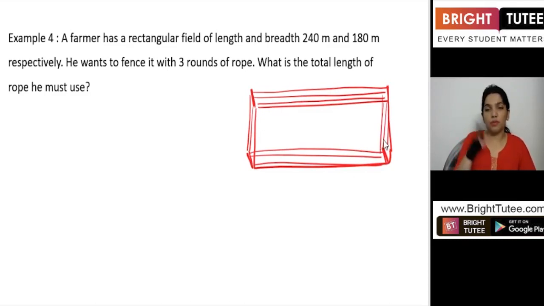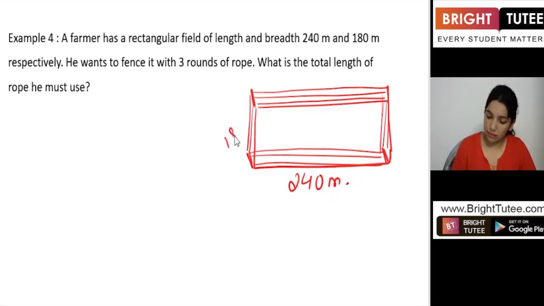Okay, so I hope this is giving you a clearer picture of how the fencing is done for a rectangular field, which is 240 meters in length and 180 meters in width, right? He wants to fence it with 3 rounds of rope. What is the total length of rope that he needs to use? So first let us calculate the perimeter.